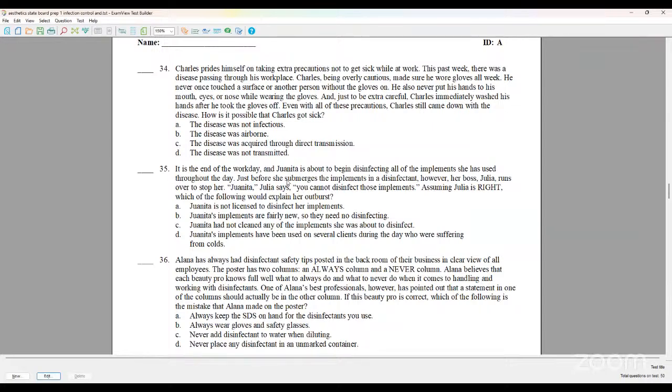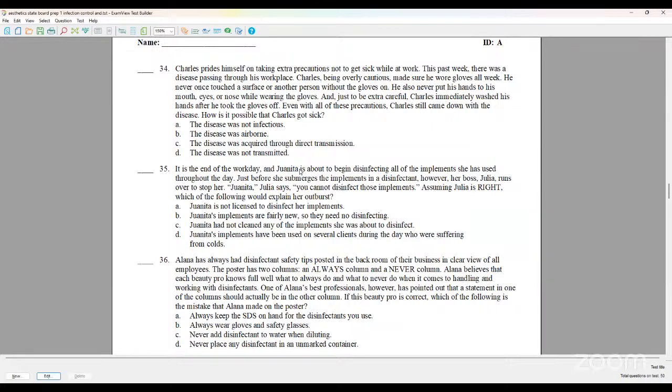35. It is the end of the workday, and Juanita is about to begin disinfecting all of the implements she has used throughout the day. Just before she submerges the implements in a disinfectant, her boss, Julia, runs over to stop her. Juanita, Julia says, you cannot disinfect those implements. Assuming Julia is right, which of the following will explain her outburst?